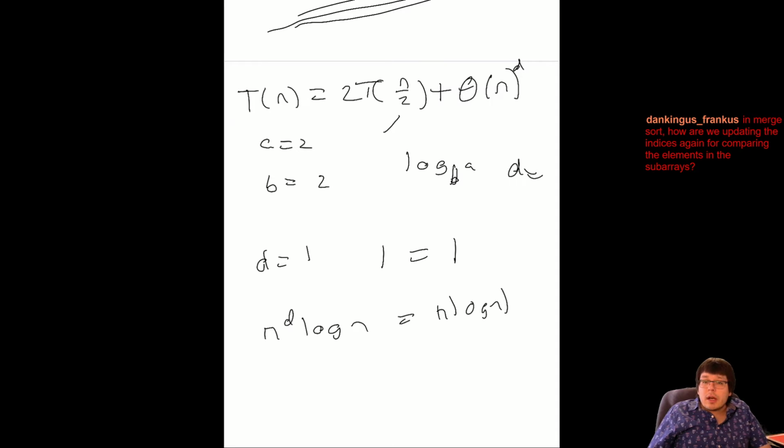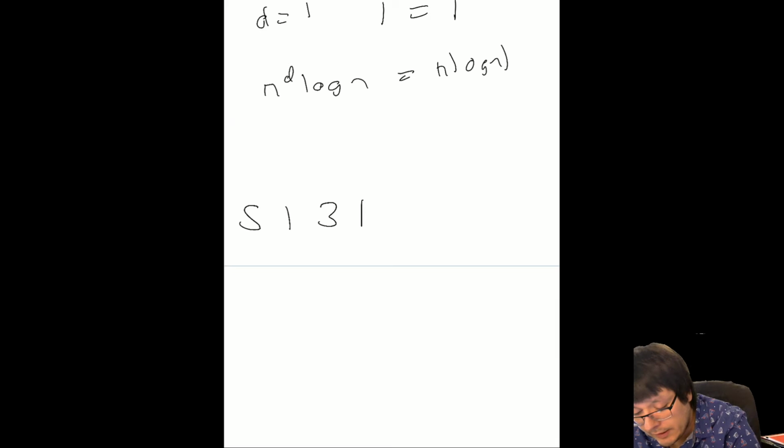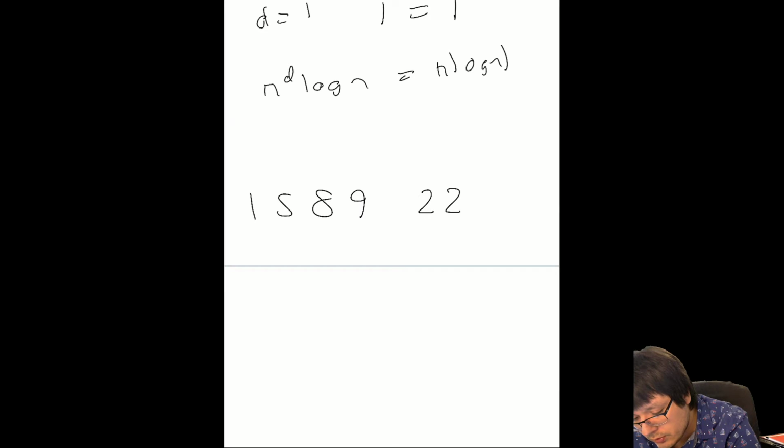In merge sort, how are we updating the indices again for comparing the elements in the subarrays? So let me just give you an example. Let's say that we have two lists that are like 5, 1, 3, 4. I guess, well, no, because it's going to be sorted at this point. So let's say we have 1, 5, 8, and we have 9, and then we have 2, 2, 8.